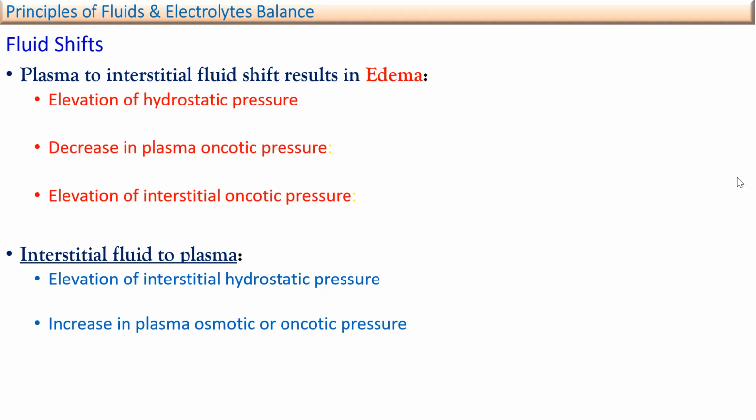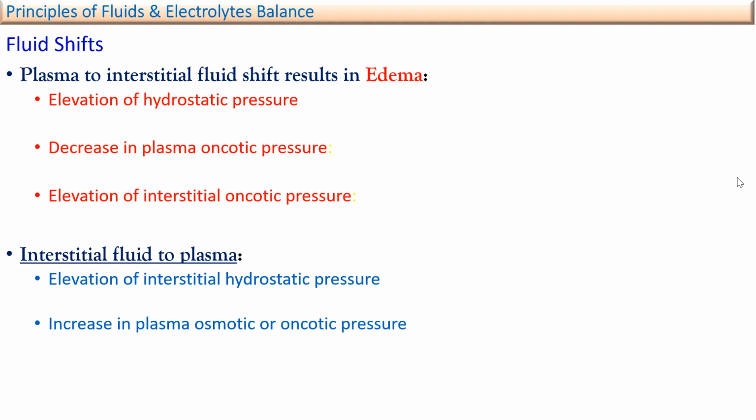Also liver disease, because that will result in deficient protein synthesis. Also patients with malnutrition, because that will result in deficient protein intake. The third one is the elevation of the interstitial oncotic pressure, and that will result when patients develop trauma, burns, or inflammation, which may damage capillary walls and allow plasma proteins to accumulate in the interstitial space. So more protein will be in the interstitial space, which will pull fluids from the vascular space.